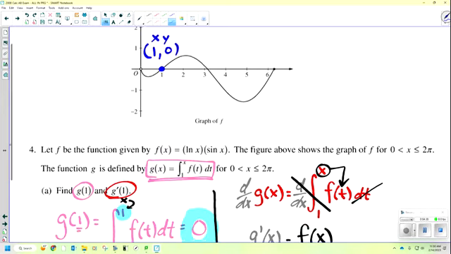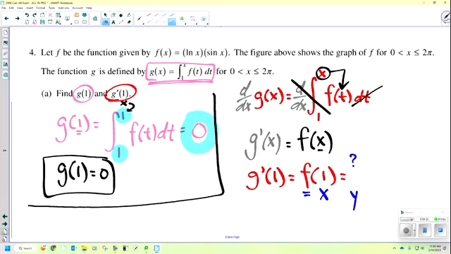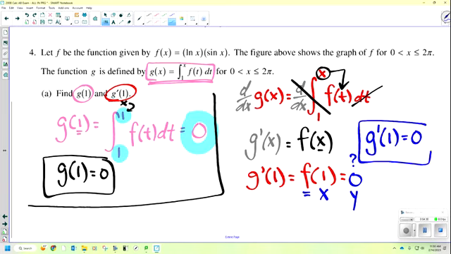Okay, so I'm going to come back down here. And when x is 1, y is 0. Oh, beautiful. They're both 0. g prime of 1 is 0. And there you go. That was a nice, easy one to start off with. I like it.